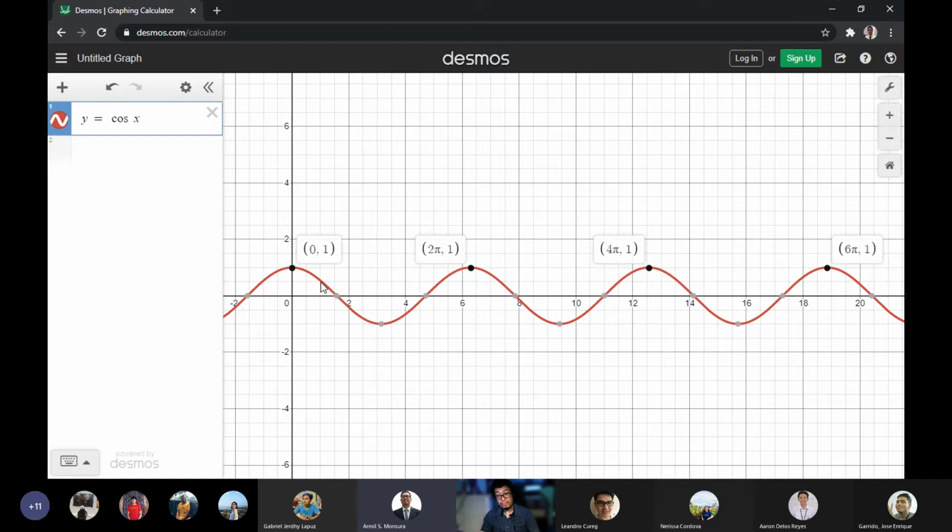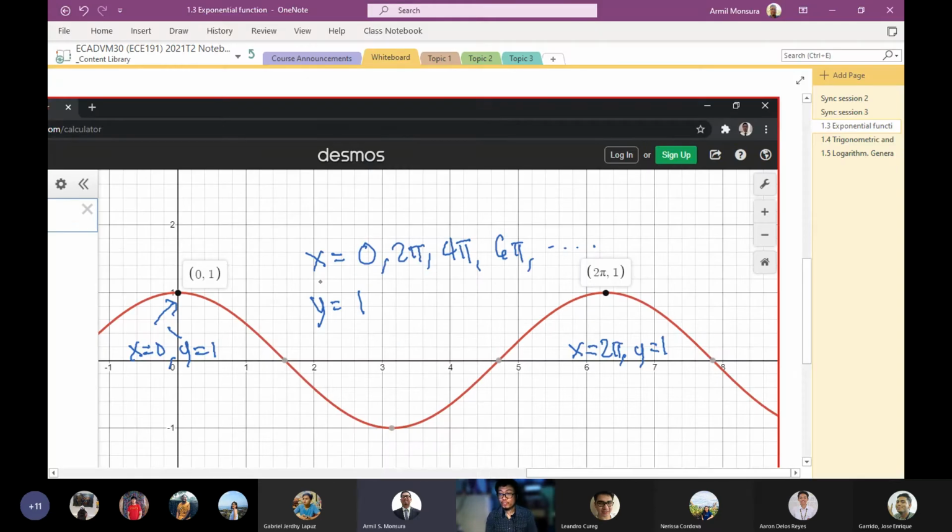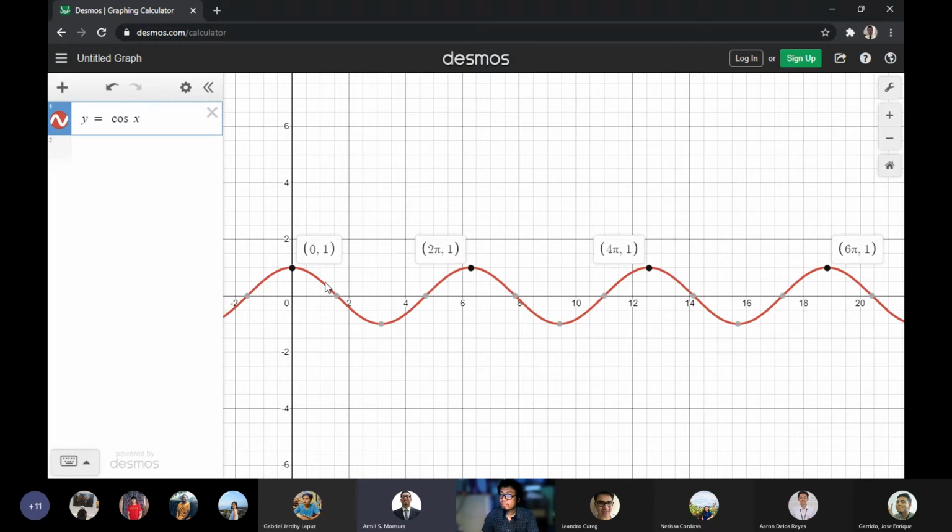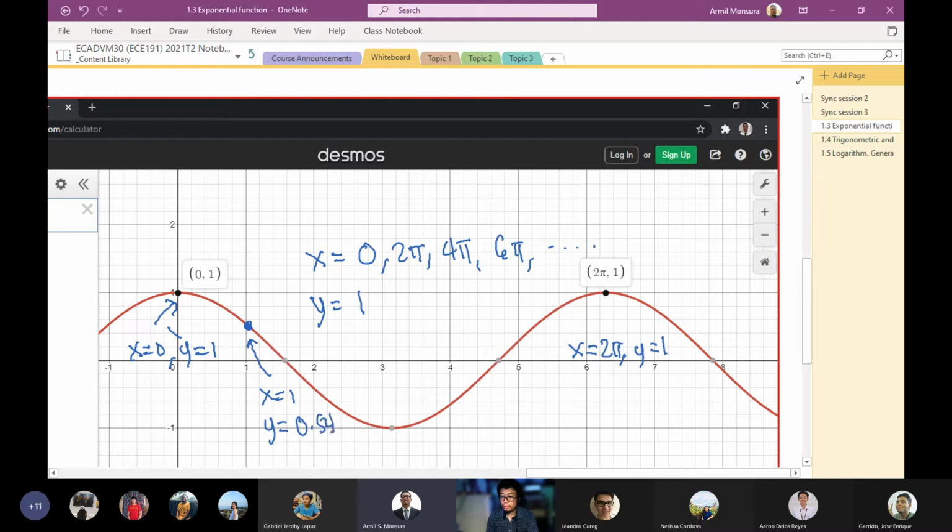Okay? Now, if we find the value of the function, at this point, the value of x is 1, and the value of your function is approximately 0.54. Approximate na naman yan. So this is 0.54.